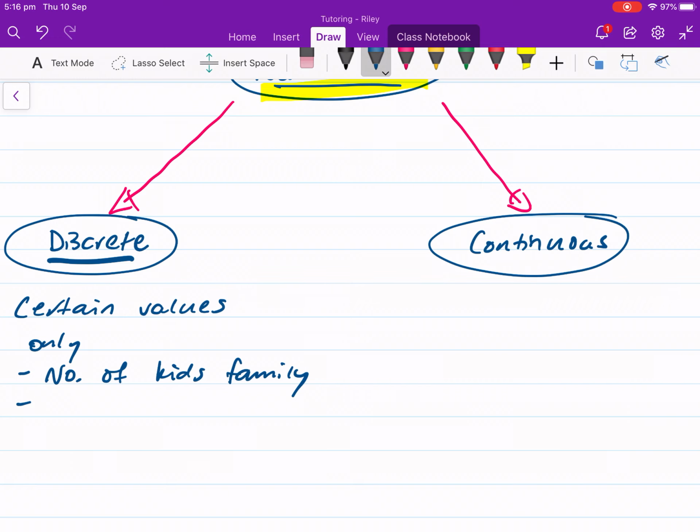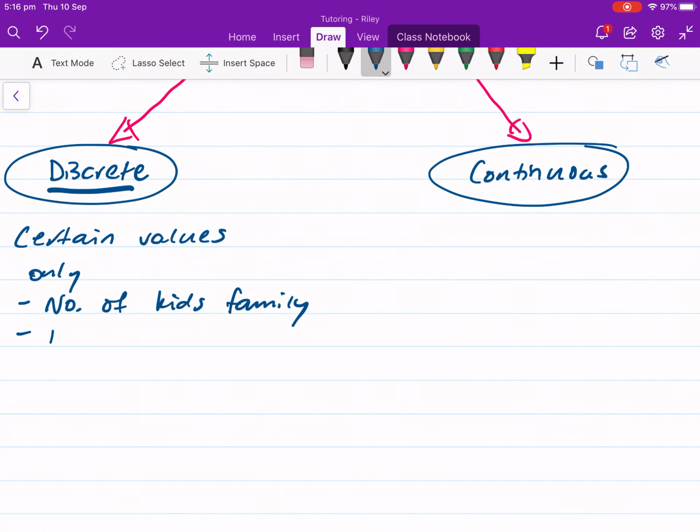Another one would be dress sizes. Women's dress sizes generally come in a 6 or an 8 or a 10 or a 12, etc. You can't have a size 6.14. It comes in certain values only.